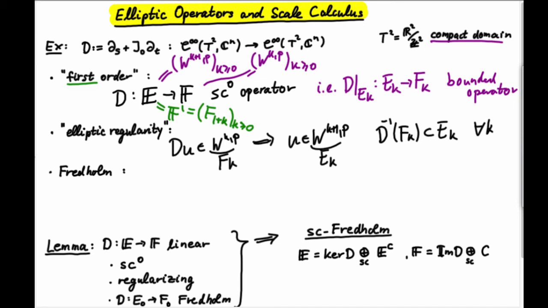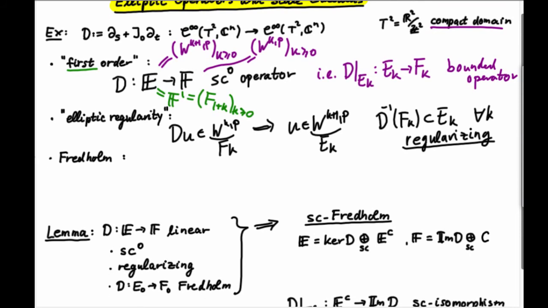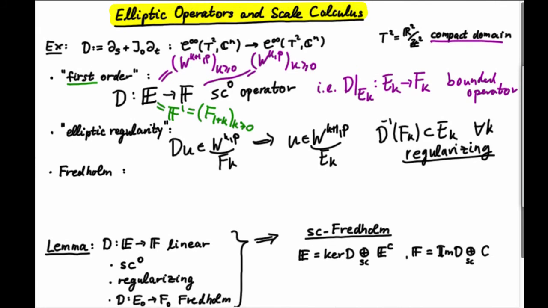And because that looks so beautiful, you can just give this a name in scale calculus, and since it has to do with elliptic regularity, we call an operator like this regularizing. It regularizes because if the image is in good quality, then the preimage was in good quality. All right, and I should not give my lemma away.